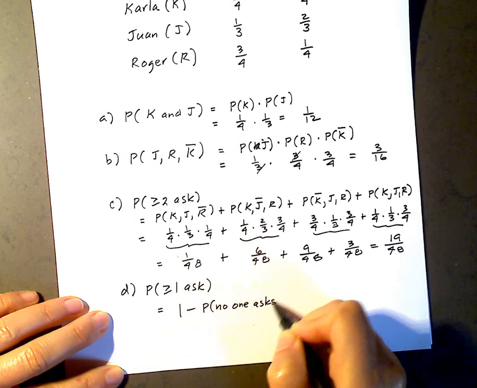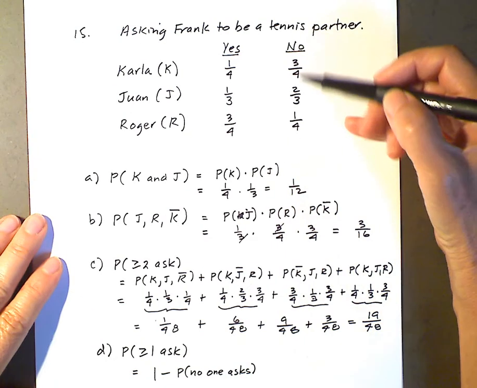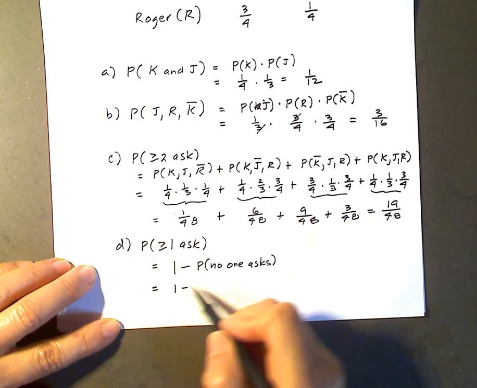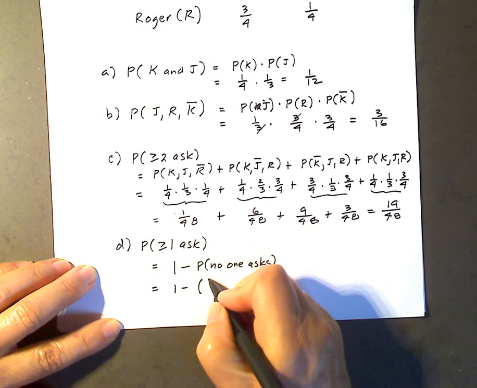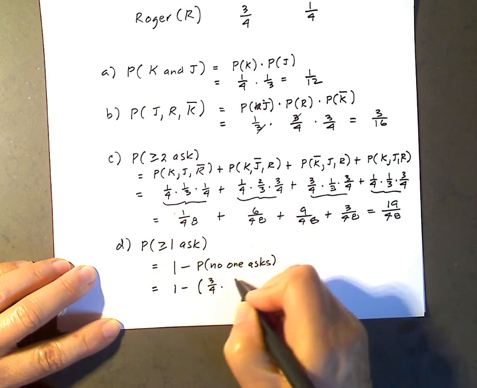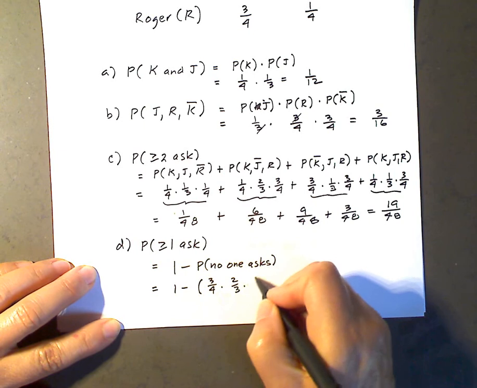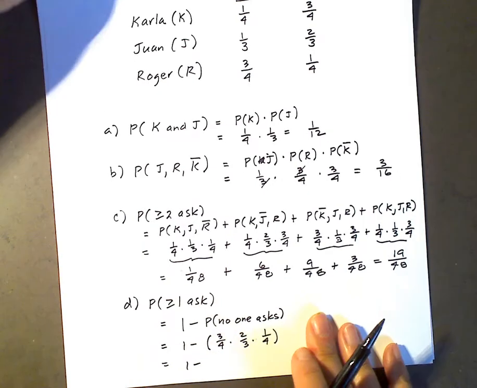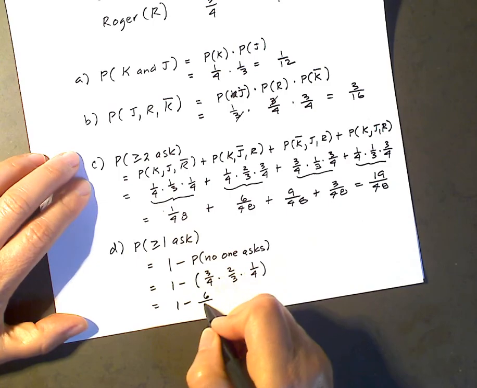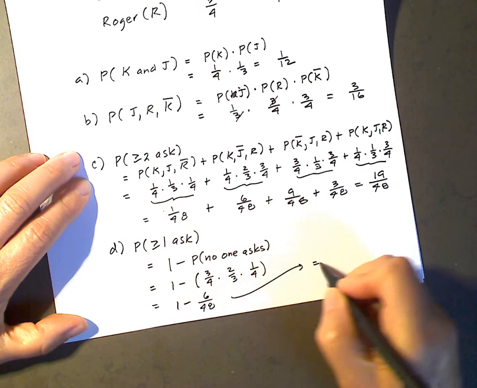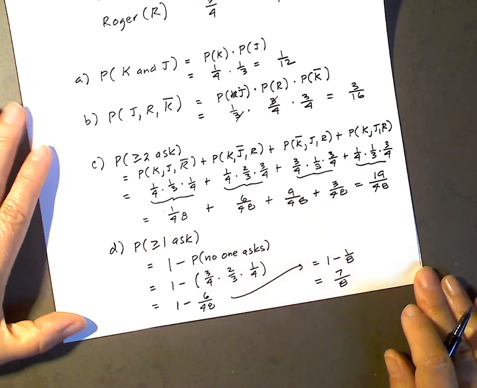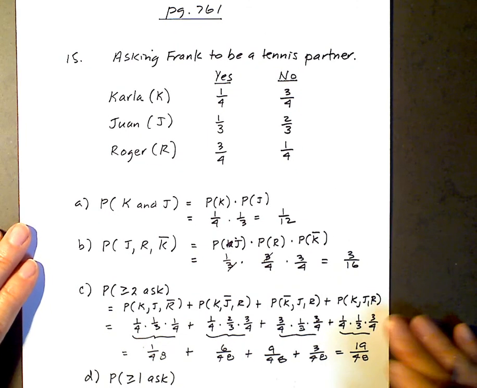And the probability that no one asks is pretty easy. That's the product of these 3 probabilities. So I could say 1 minus, and this would be 3/4 that Carla doesn't ask, times 2/3 that Juan doesn't, times 1/4 that Roger doesn't. So 1 minus, this is 6 over 48, which is 1/8. 1 minus 1/8, or 7 out of 8 is the probability that at least one person will ask Frank to be their tennis partner, and that just makes us feel better for Frank. And that's it.